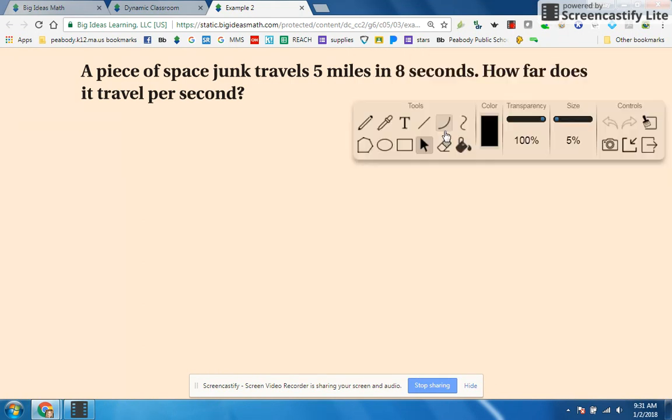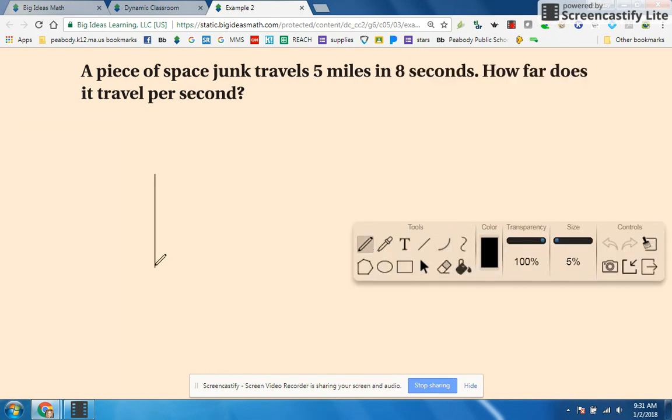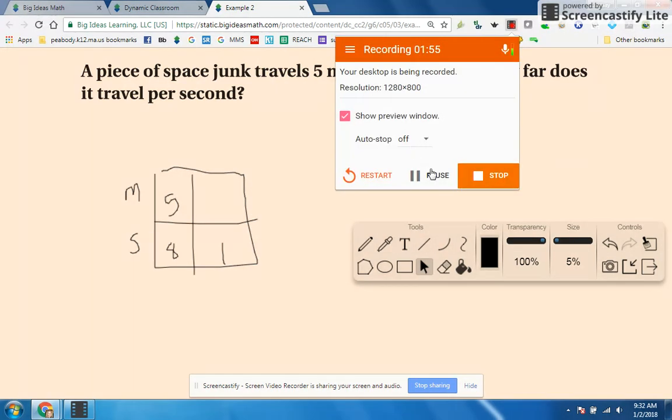So just to get you started here, do your 4 squares, okay, and make sure you label everything on the outside. So we're doing miles, and we're doing seconds. It says 5 miles in 8 seconds. It says how far does it travel per second? So the 1's going to go down by seconds. Now, how do you get from 8 to 1? You're dividing by 8. So do your 5 divided by 8. See if you can fill out the chart. Okay, so pause and finish that one off. You can get a decimal or a fraction answer.